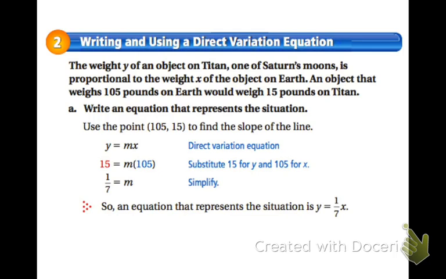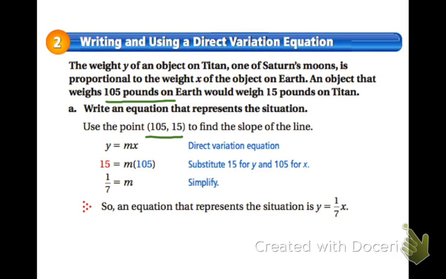If you need to write the equation, sometimes you'll have to come up with ways to calculate the slope. The weight y of an object on Titan, one of Saturn's moons, is proportional to the weight x of the object on Earth. So y is the weight on Titan, x is the weight on Earth. An object that weighs 105 pounds on Earth weighs 15 on Titan. So from this, I have this ordered pair, 105, 15.